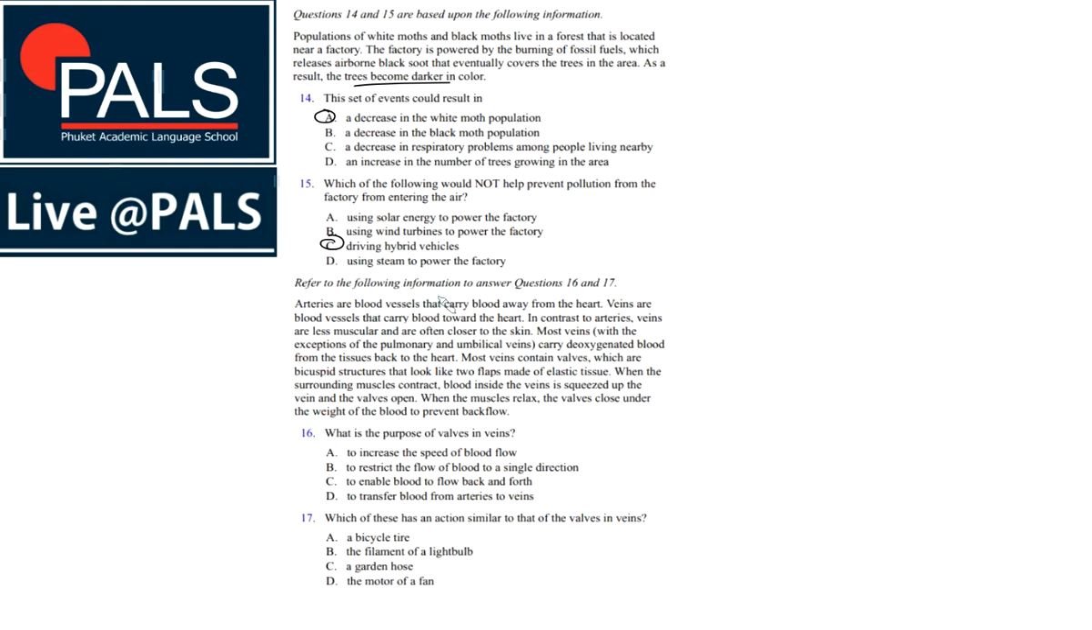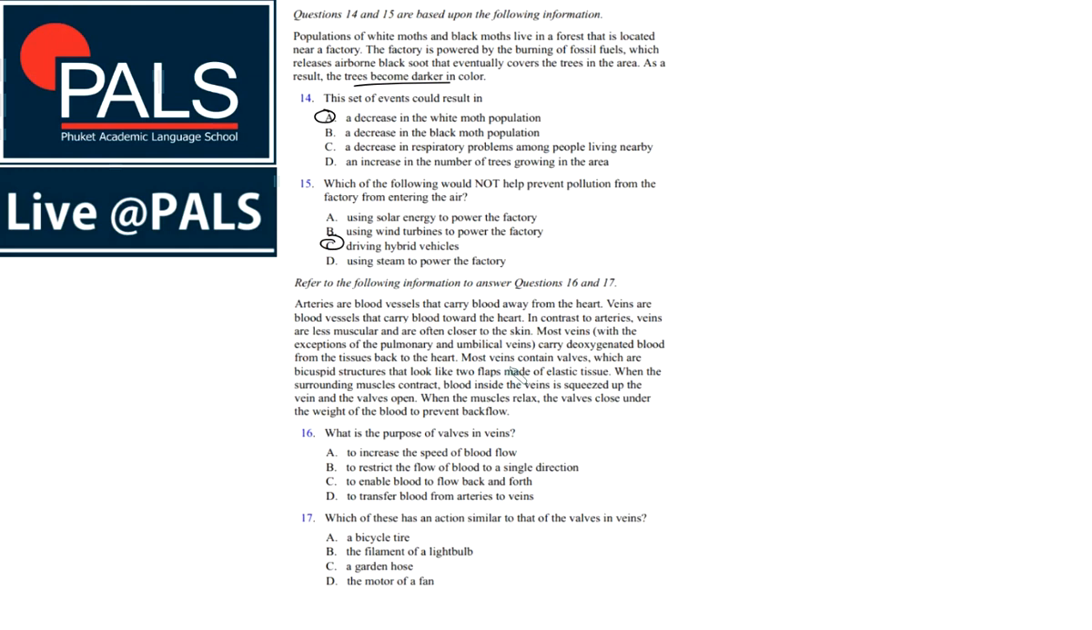Refer to the following information to answer question 16 and 17. Arteries are blood vessels that carry blood away from the heart. Veins are blood vessels that carry blood towards the heart. In contrast to arteries, veins are less muscular and are often close to the skin. Most veins, with exception to the pulmonary vein, are umbilical veins. They carry deoxygenated blood from the tissues back to the heart.